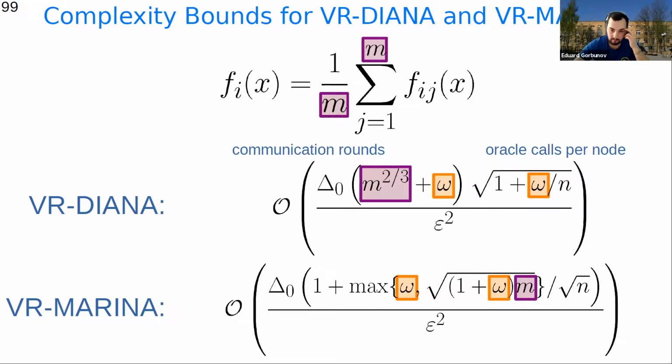In 2019, and here in comparison to VR-MARINA, the dependence on omega in VR-MARINA was better than the dependence on omega in VR-DIANA, and also the dependence on M is better than in VR-DIANA. And as Peter said, VR-MARINA relates to VR-DIANA as SARAH or SPIDER relates to SVRG. So here we have square root of M dependence on M, and here we have just M to the power 2 over 3. It is very similar to the bounds of SVRG and SPIDER or SARAH.